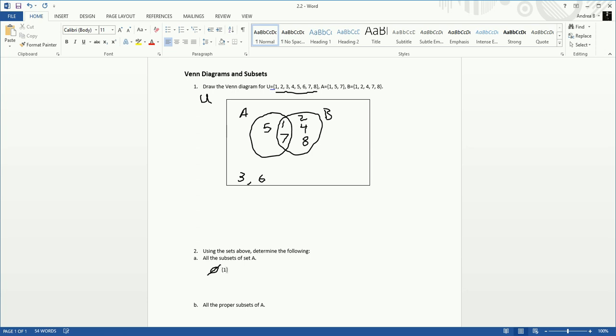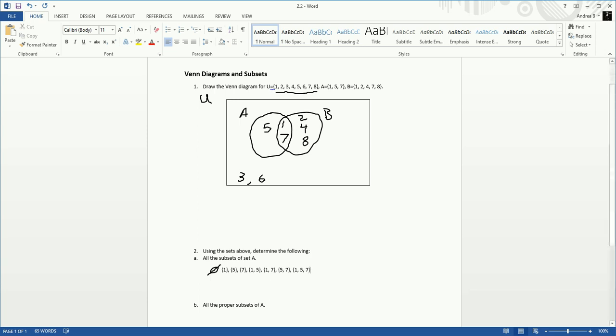the set 1 that contains just 1. We would have 5 by itself would be a subset. 7 by itself would be another subset. And then we'd have 1 and 5 is another subset. It's another part of set A. We'd also have 1 and 7. We would have 5 and 7. And then we'd also have 1, 5, and 7. The set itself, remember, is also a subset.